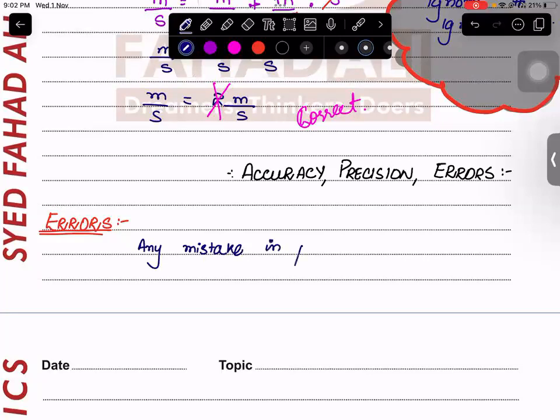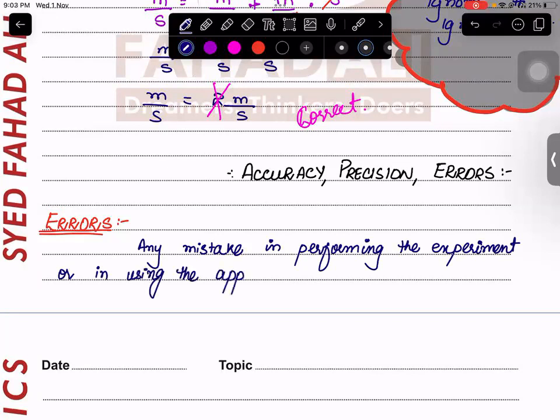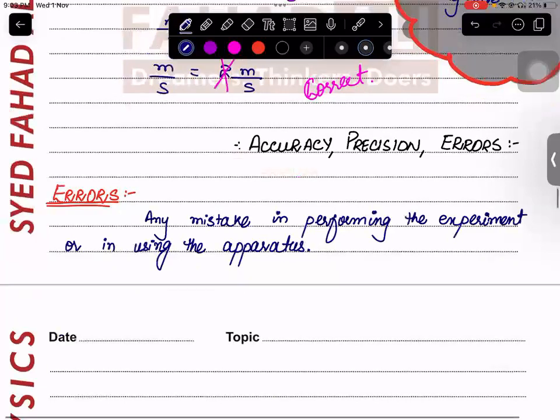Okay. Error, any mistake in performing the experiment, basically I'm from Karachi, or in using the apparatus. Sir, I'm also from Karachi, but I live in Lahore. Oh, great. Great.